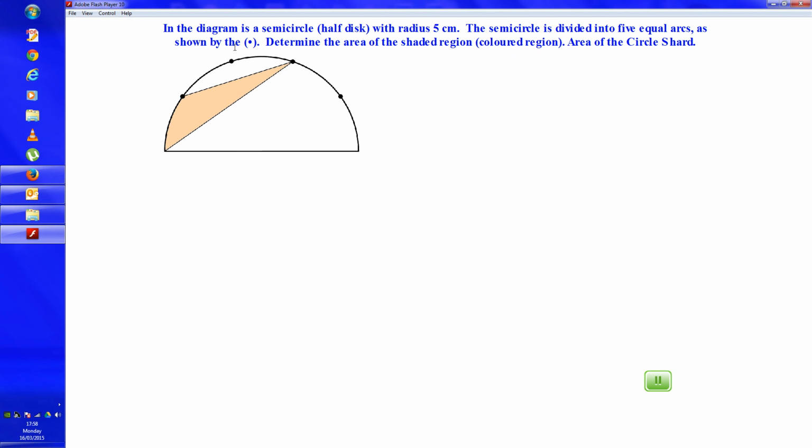Basically, in the diagram here on the left is a semicircle, a half disc, with radius 5 centimeters. The semicircle is divided into 5 equal arcs: 1, 2, 3, 4 and 5, shown by the dots on the periphery. Determine the area of the shaded region, the colored region. This is known as the area of the circle shard.